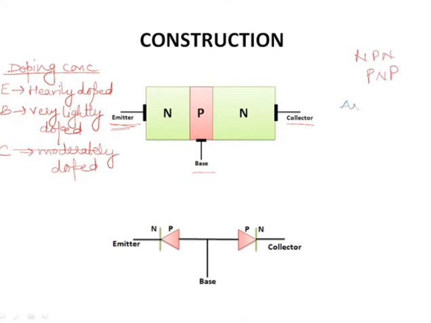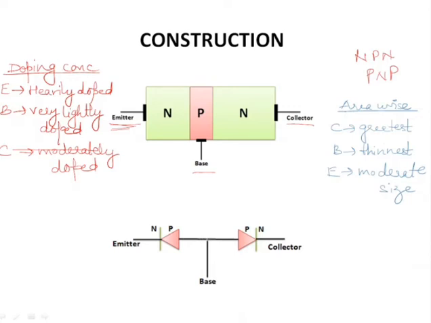And if we talk area wise, then collector has the greatest area. Why greatest? Because it collects a large number of electrons. Base is thinnest of all because of the reason I already told you, and emitter is in between. It has moderate size. So these two are the important parameters which you need to know from the construction point of view.